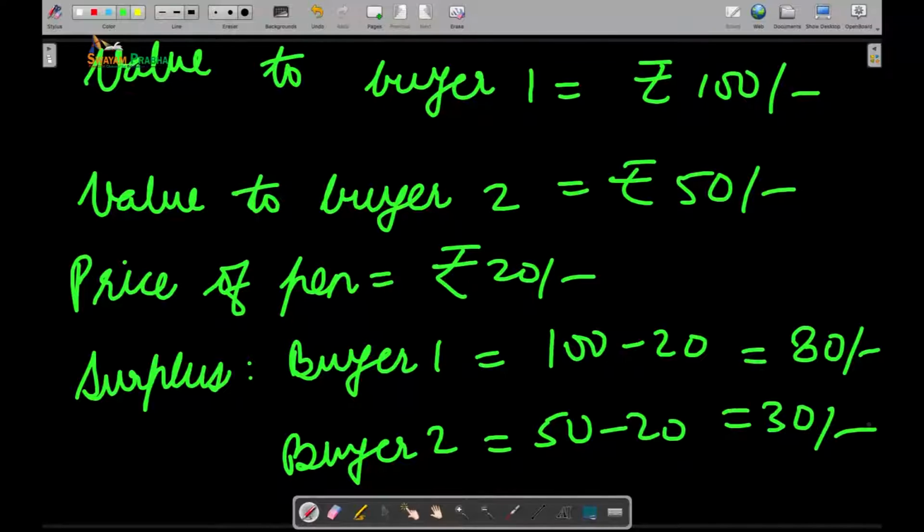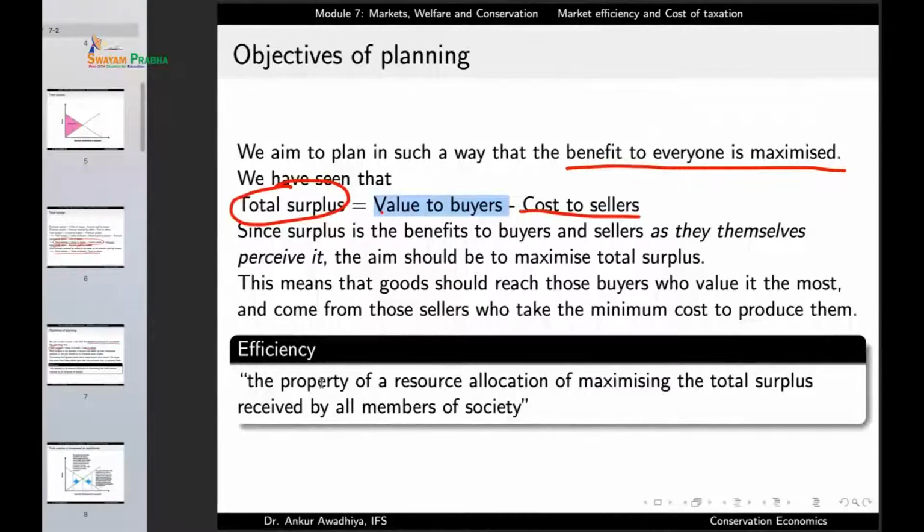Now, if the aim of planning was to maximize the surplus, then we would want this pen to go to buyer 1, because if it goes to buyer 1, then the total surplus from the viewpoint of the buyers, it increases by 80 rupees. Whereas if it goes to the second buyer, the total surplus from the point of view of the buyers, it increases only by 30 rupees. Now, if we are trying to maximize the total surplus, we should work in a way that the value to the buyers is maximized. That is, the goods should reach those buyers who value it the most.